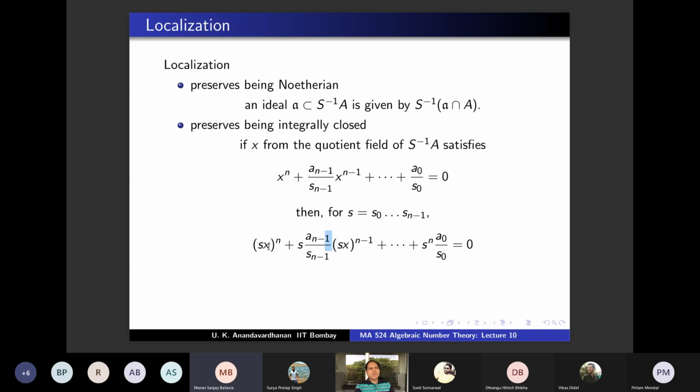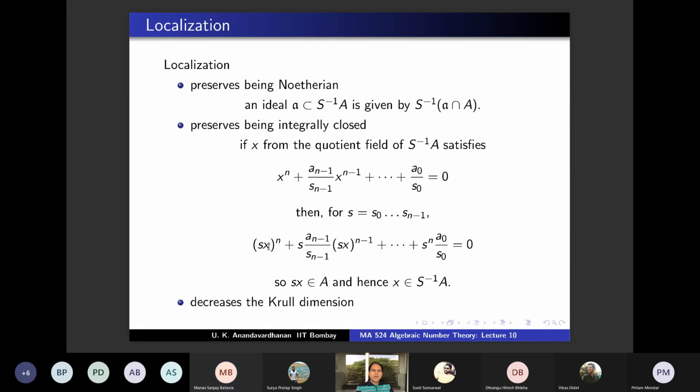We want to prove that if A is integrally closed, then S inverse A is integrally closed. But A is integrally closed, therefore sx belongs to A. So sx is in A. If sx is in A, then x is of course in S inverse A. So localization preserves being integrally closed.